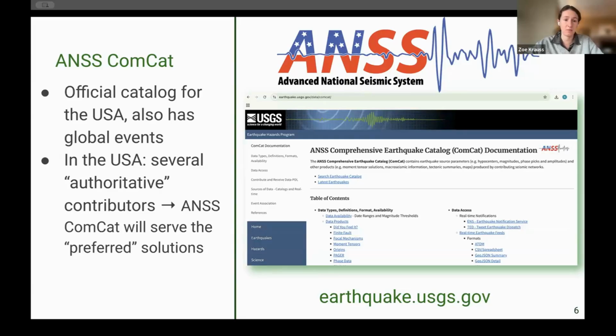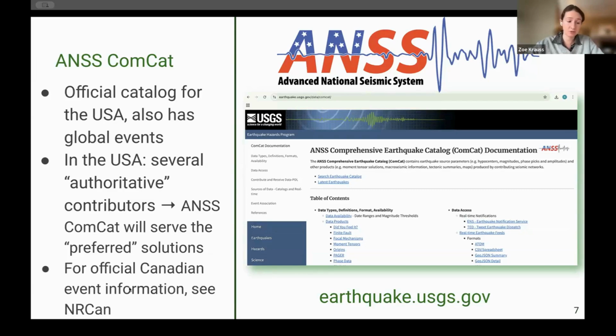Washington and Oregon, the Pacific Northwest, and Columbia, it's the National Earthquake Information. And for events occurring within the Canadian network, Natural Resources Canada is probably the best source for the most accurate source parameters there.